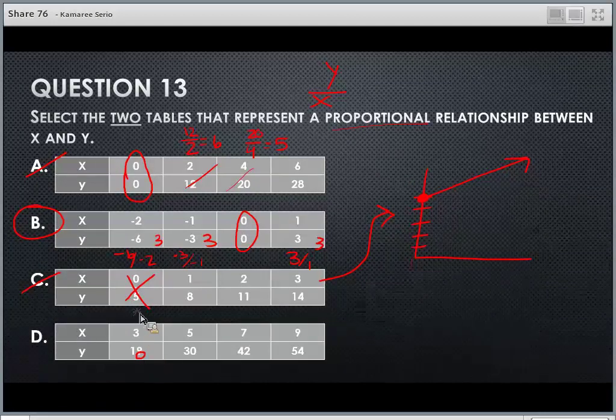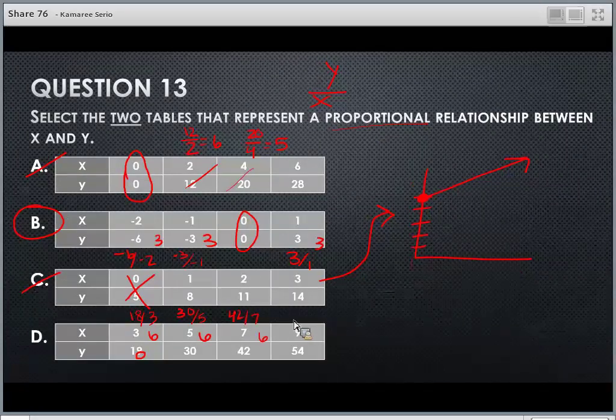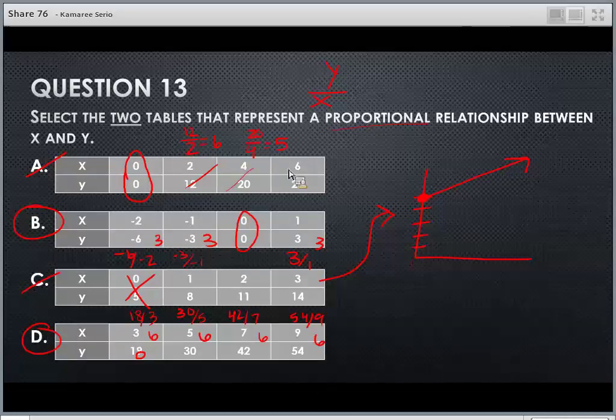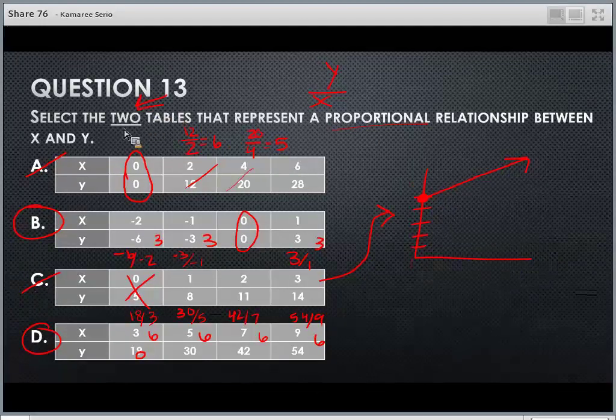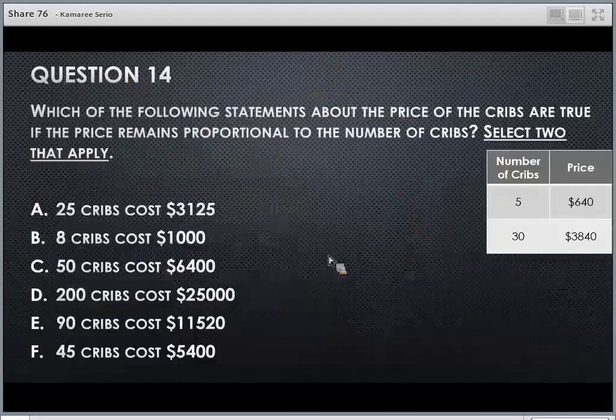If I have 18 over 3, that is 6. I have 30 over 5, that is 6. 42 over 7, that is 6. And 54 over 9, that is also 6. It says select 2, so make sure you read it carefully. So there should have been 2 right ones, which we found.